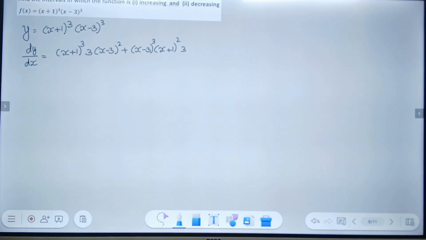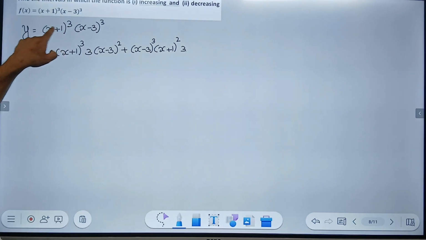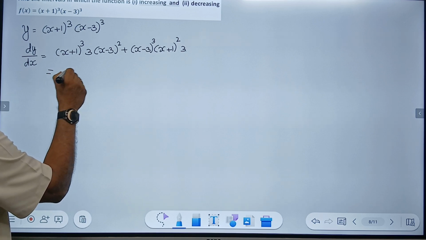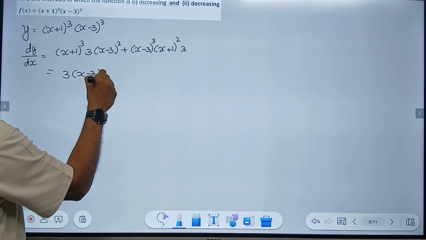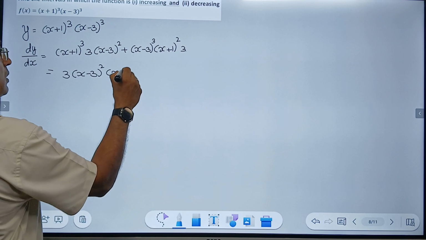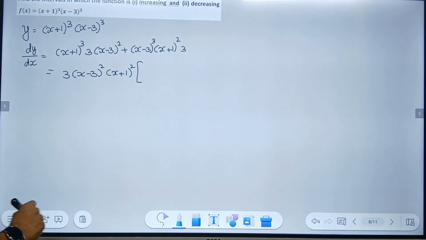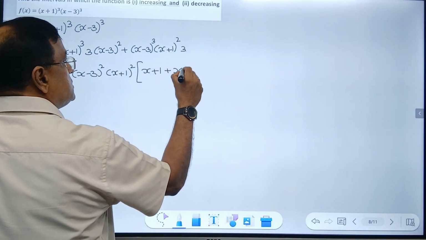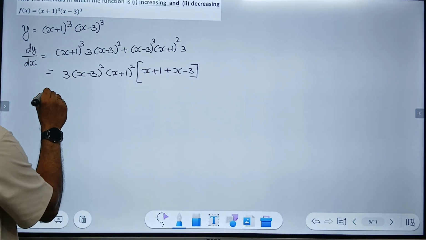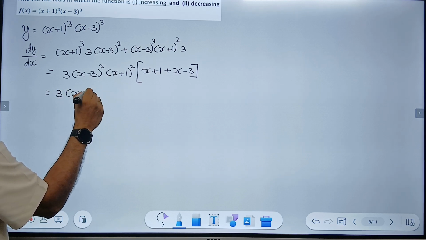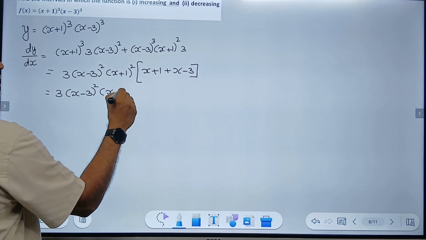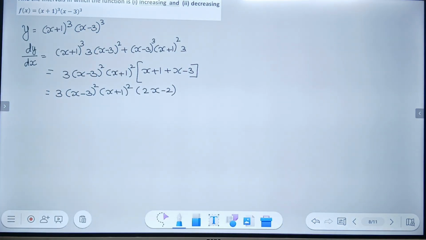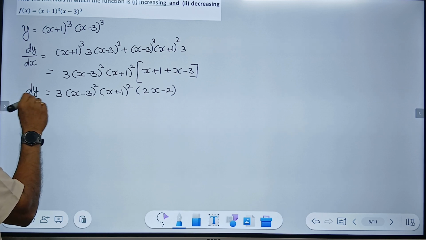I forgot to write that in front. When I differentiate that, I get 3 into x plus 1 whole square. I wrote in here. Now I need to simplify. I'll take 3 outside. I will take x minus 3 whole square also outside. x plus 1 whole square is also outside. And what do I get? I get x plus 1 plus x minus 3, which can be simplified as x minus 3 the whole square, x plus 1 the whole square, 2x minus 2.